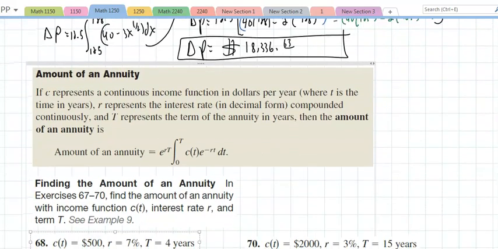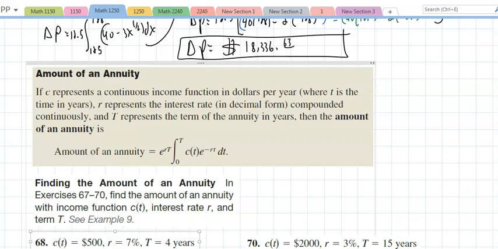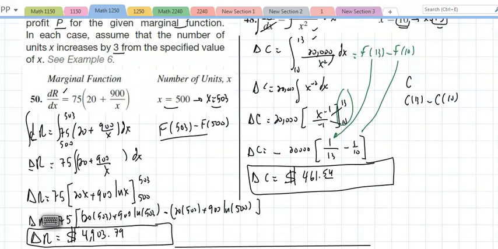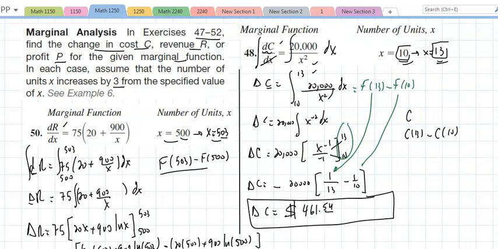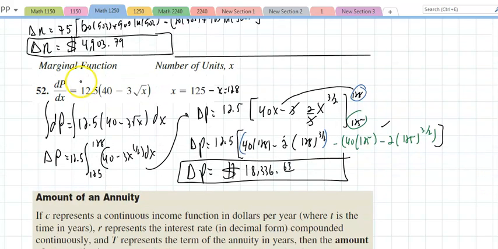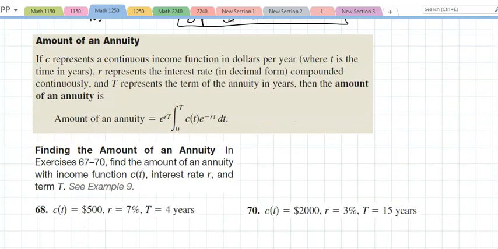Now what? Now we have so here, this is the change in revenue from selling 500 to 503 units. This is the change in cost producing 10 to 13 units. So that's the 3 units, those extra 3 units. And this is the change in profit from selling 125 to 128 units. Here, amount of annuity. This formula is provided on your test. You don't have to worry about memorizing that on the test and the final.